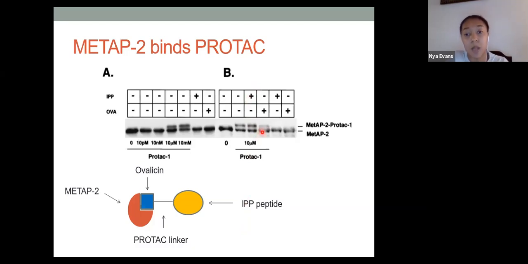And then in this next blot over here, you can see that there was an addition of ovalicin. So along with the PROTAC, they also added ovalicin. And you can see that since it's lighter, the MET-AP2 either didn't bind to the PROTAC or didn't bind as well when ovalicin was added. So what they concluded from this was that an addition of free ovalicin interfered with the binding of MET-AP2 to the PROTAC.